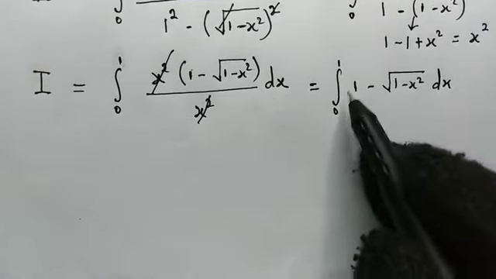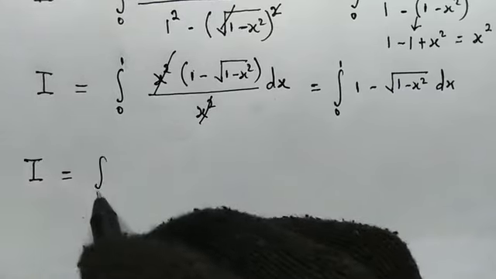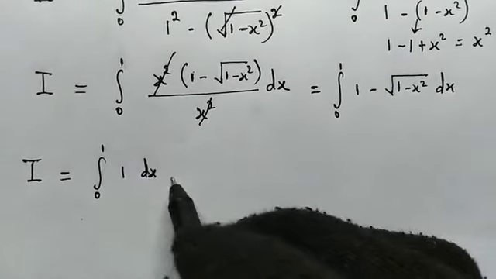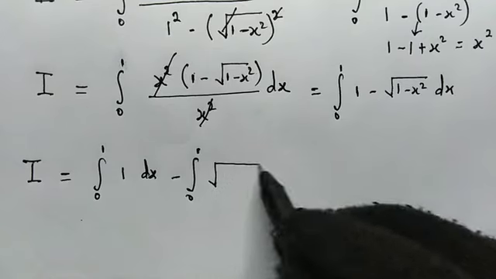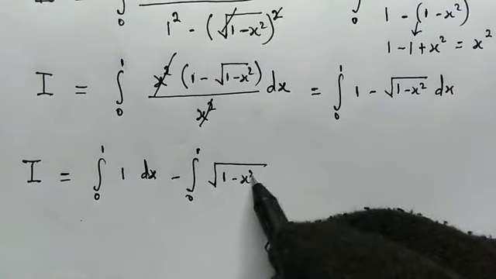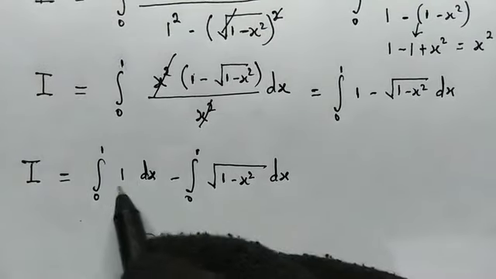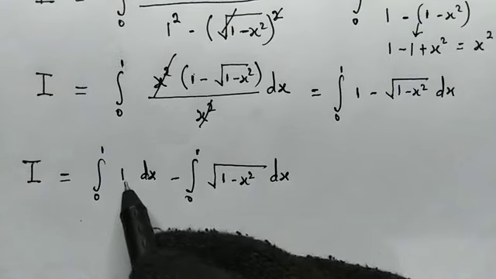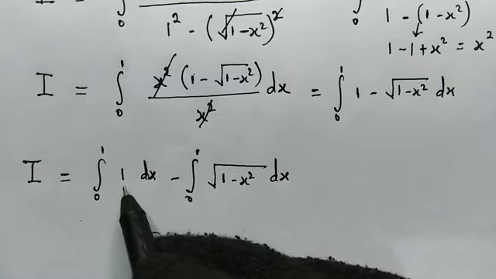Okay, so here let's split. So our I will be equal to the integral from 0 to 1 of this one right over here, dx, minus the integral from 0 to 1 of square root of 1 minus x squared dx. Here the integral of a constant with respect to x is x. Here that is a constant 1, so this will be 1 times x, which is x.